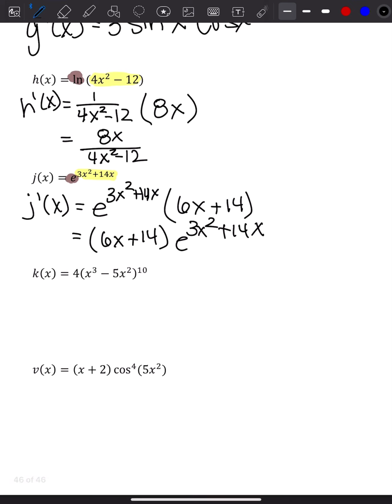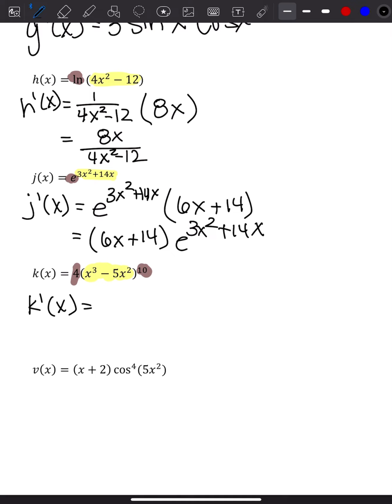We have 4 times the quantity x cubed minus 5x squared to the 10th power. So when we're looking here, our inside function is everything inside of those parentheses. So everything in here is our inside function. Our outside function is this power. A lot of the times we can incorporate that coefficient, or we can leave it alone. It just depends on what we're feeling. So k prime of x.